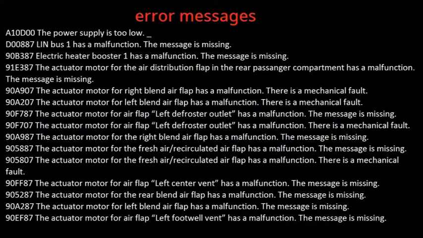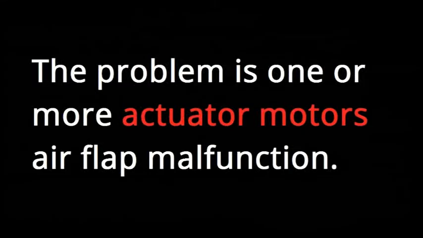905287: The actuator motor for the rear blend air flap has a malfunction. The message is missing. 90A287: The actuator motor for the left blend air flap has a malfunction. The message is missing. 90F887: The actuator motor for the air flap left footwell vent has a malfunction. The message is missing. The problem is one or more actuator motors for the air flaps malfunctioning.